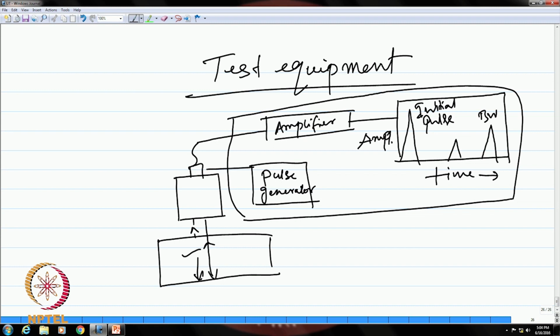And in the next lecture, we are going to see how this test equipment is used to do ultrasonic testing. So, we will see the test method and different process parameters and so on.